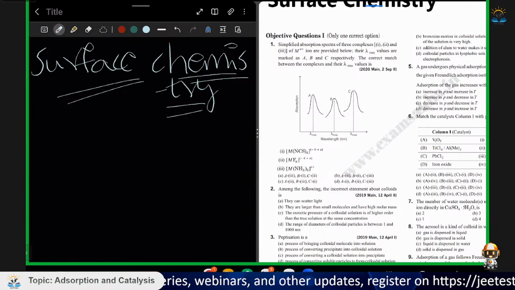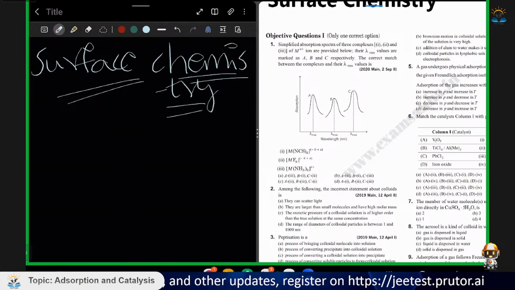This question is a cross question between coordination chemistry and food science. Absorption spectra is a topic of coordination chemistry.